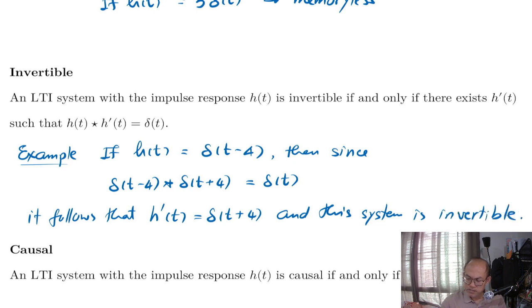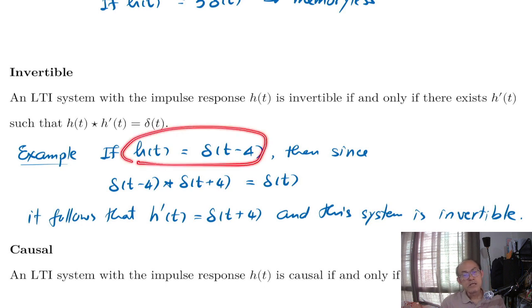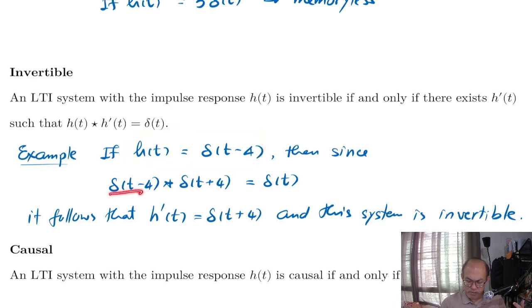Now if you look at this, it makes sense, because what this system does is simply shifting the input to the right, simply delaying the input 4 time units. So the inverse system will simply be advancing the input by 4 time units, so that if we cascade them, if we put them back to back, you get the signal x back.